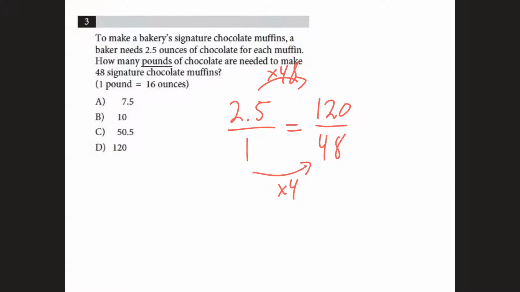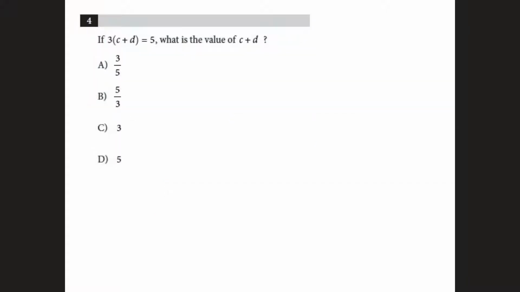ounces. Well, 120 ounces, we want to convert that to pounds. So we need 120 ounces divided by 16 ounces. And that gives us the pounds, and it's going to be 7.5 pounds.